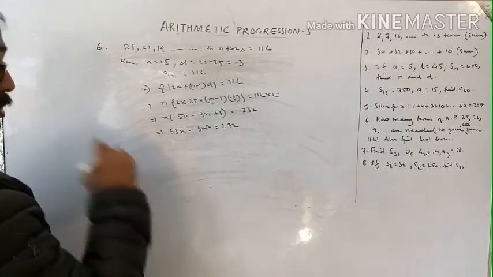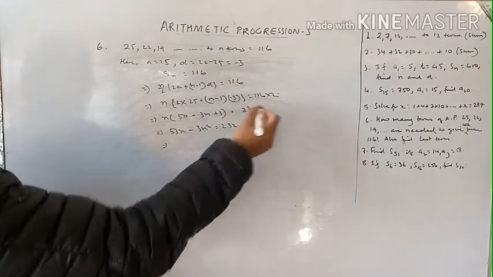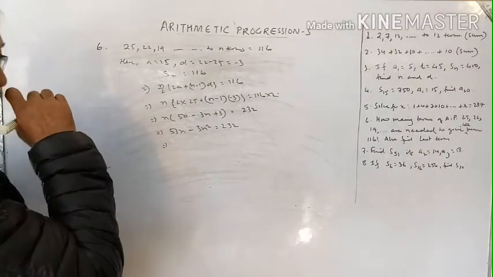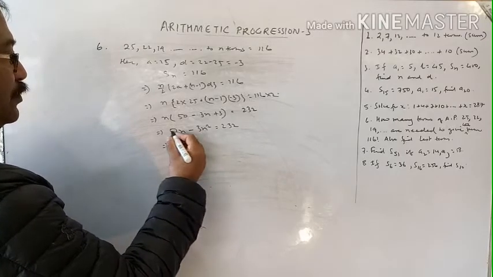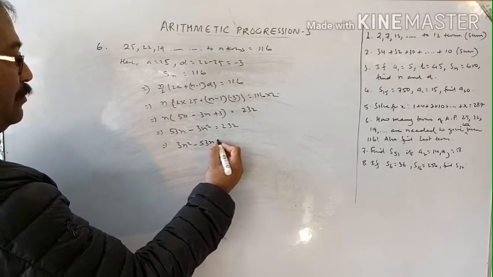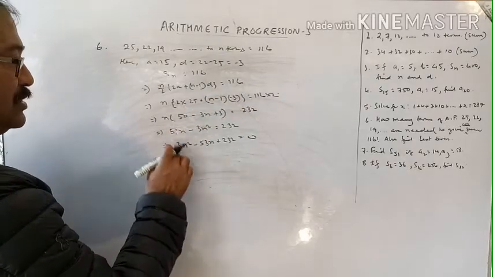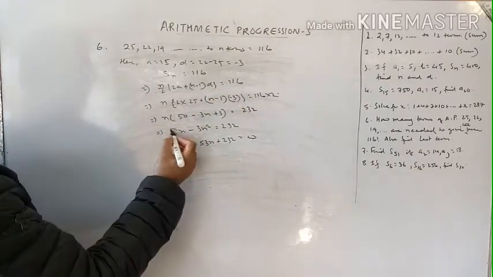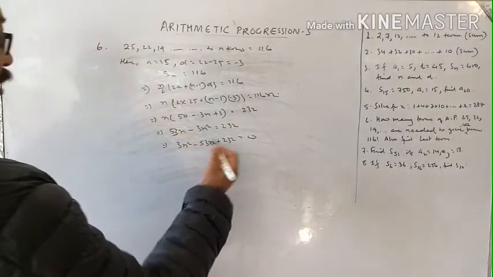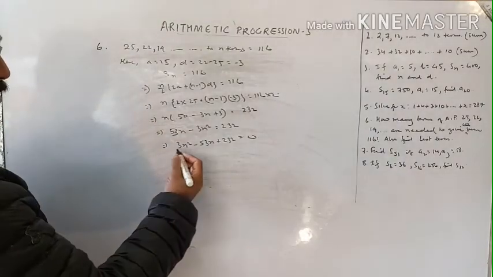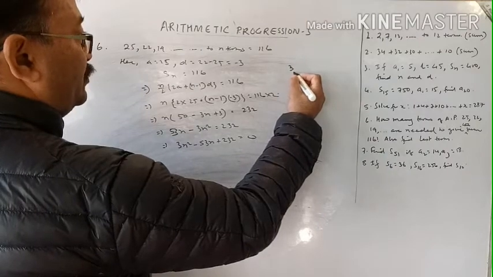Since 3n square is negative, we take everything to the RHS, because in a quadratic equation one side has to be 0. So we get 3n square minus 53n plus 232 equal to 0. Taking these two terms to the RHS, this minus becomes plus, this plus becomes minus. Now 3 cannot divide throughout, so we'll factorize here.